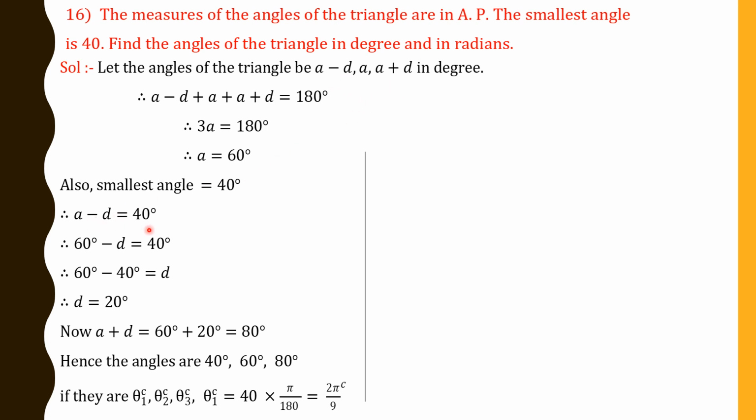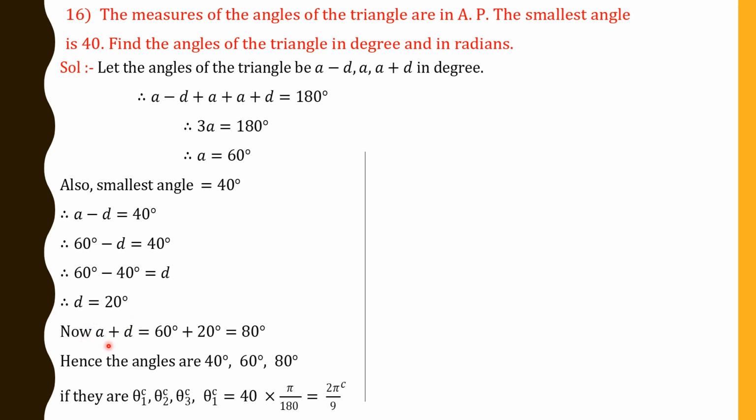A minus d equal to 40 degree. Put the value of a is 60 degree. 60 degree minus d equal to 40 degree. Take 40 degree on LHS and minus d on RHS. We get 60 degree minus 40 degree equal to d. 60 degree minus 40 degree equal to 20 degree. Therefore, d equal to 20 degree.